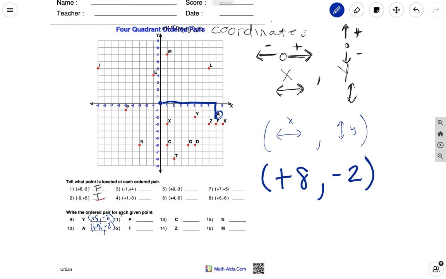So that's all you're going to do. For your first 8, you're writing letters. And for your last 8, you are writing coordinates. You're writing a number, comma, another number. Okay, try your best on this. We are going to continue to practice on this next week.